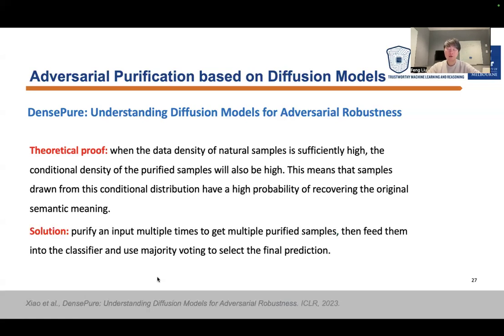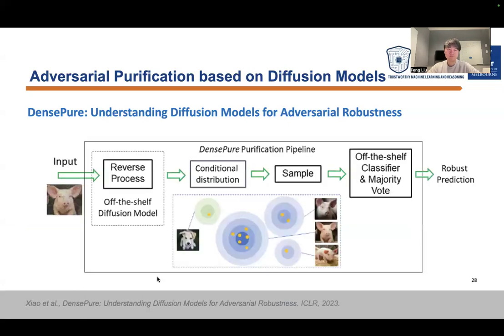So how to use this theoretical result? Researchers consider purifying the input multiple times, okay, and getting multiple purified samples. Then feed them into the classifier and use majority voting to select the final prediction. It's a very natural idea based on their theoretical result. It's published in ICLR 2023.